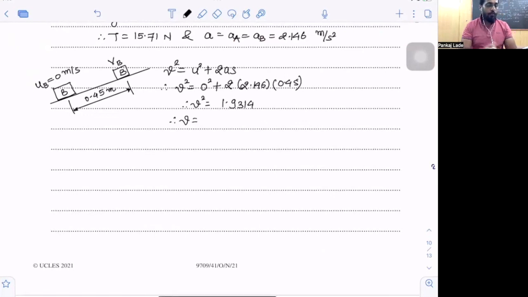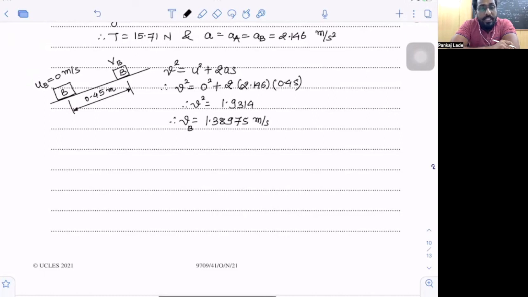So I can also get the value of V. Just take the square root of this answer. It's 1.38975 meters per second. So I have got the velocity of B, right? Velocity of B just before the particle A is going to break, right? This is the final velocity of B.